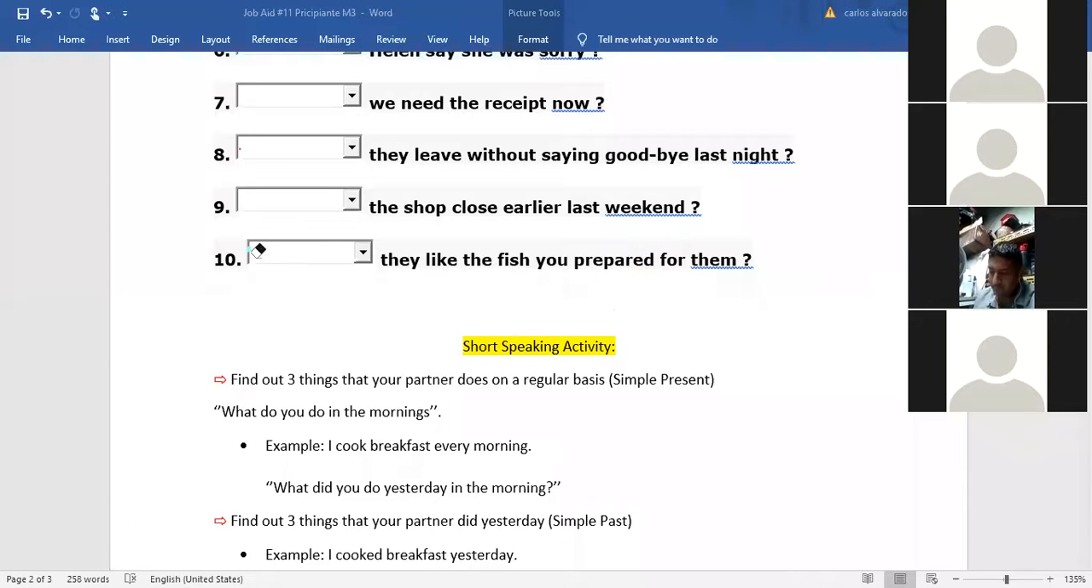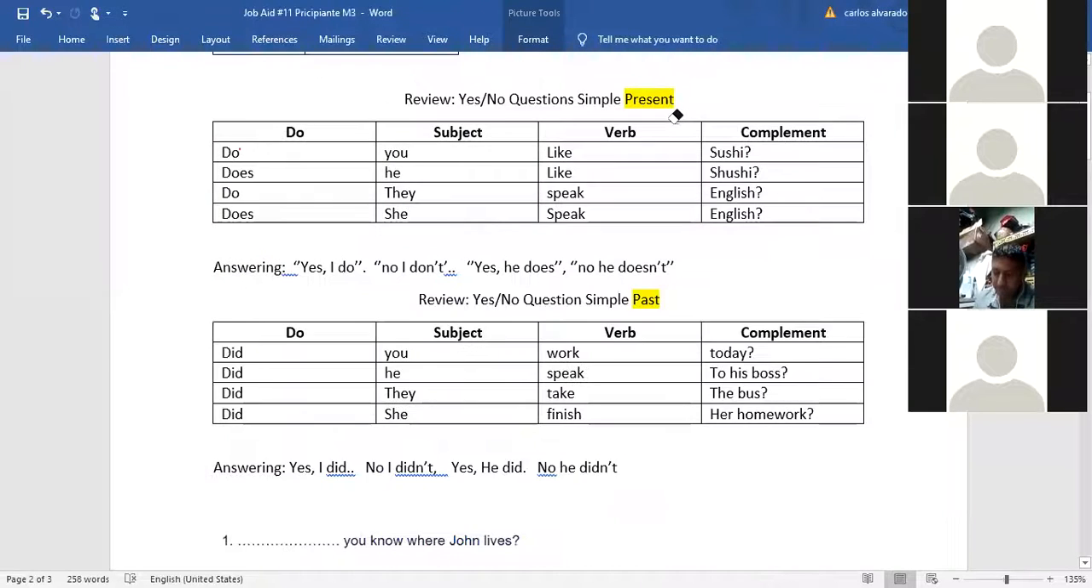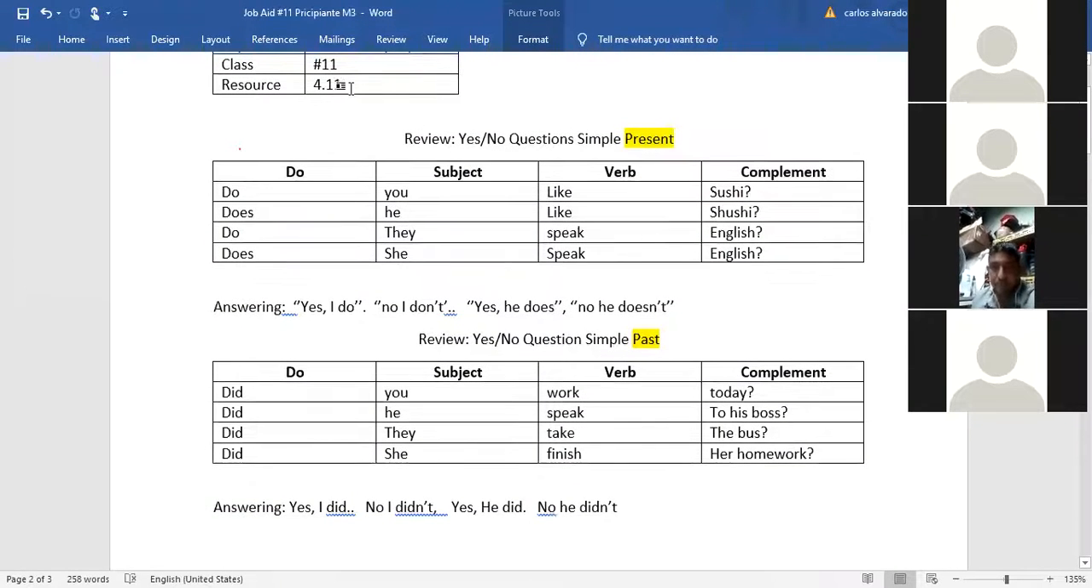Questions? Okay. Regresemos una vez más. So, simple present, yes or no questions, right? I use do or does in simple present, right? Esto es para hablar de algo que está pasando todavía, present, okay? For example, do you like sushi? Le estoy preguntando si hasta este día le gusta sushi. Person will say, yes, I do. Past, did you work today? Right, le estoy preguntando de algo que ya pasó.